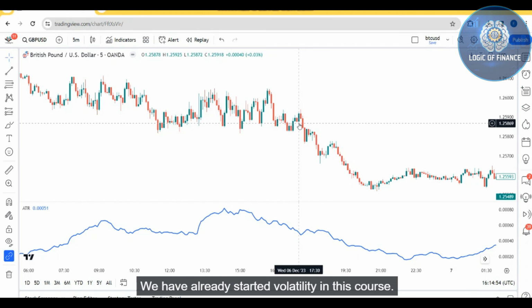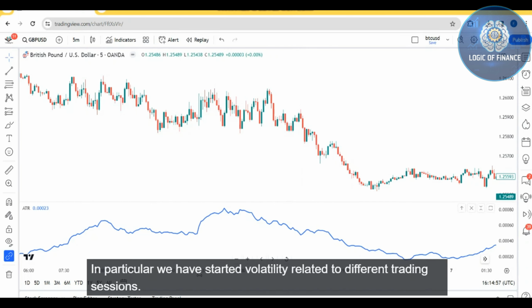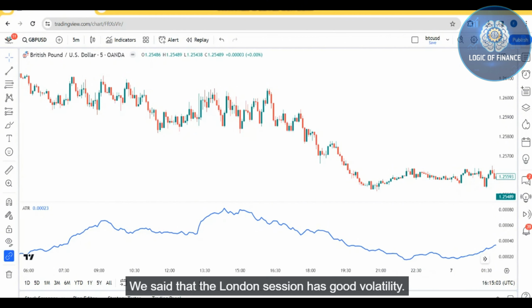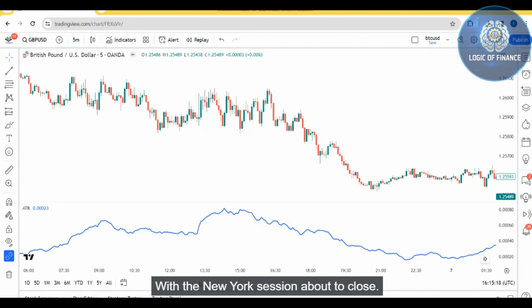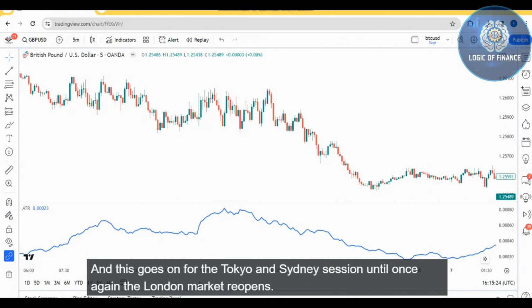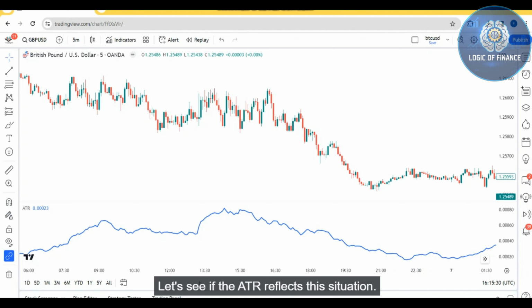We have already studied volatility in this course. In particular, we have studied volatility related to different trading sessions. We said that the London session has good volatility, then it tends to increase with the overlap with the New York session. Then the London session closes and volatility tends to decrease. At the end, with the New York session about to close, volatility tends to be very low, and this goes on for the Tokyo and Sydney session, until once again the London market reopens. Let's see if the ATR reflects this situation.